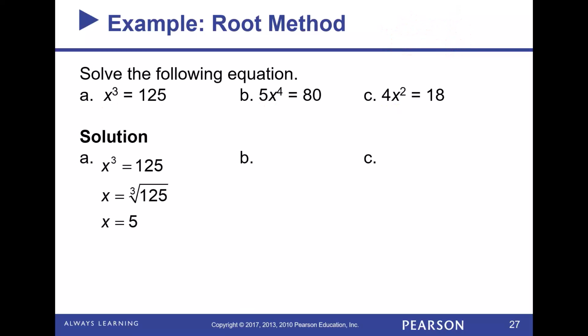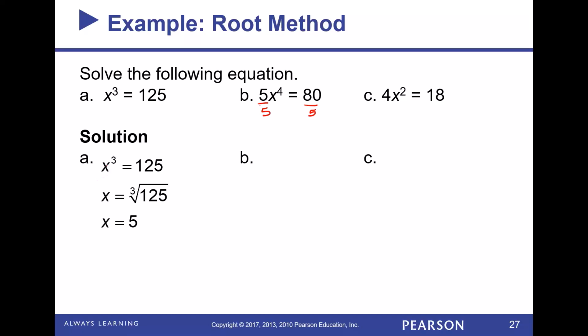We are going to just basically say x to the third equals 125, and then whatever the power is on my x, I'm going to take that as the root. So that's going to be the third root of 125, which ends up being 5. Okay, now I'm going to do the same thing on b here. However, with b, before I can actually deal with that root, I have to divide by 5 first, okay?